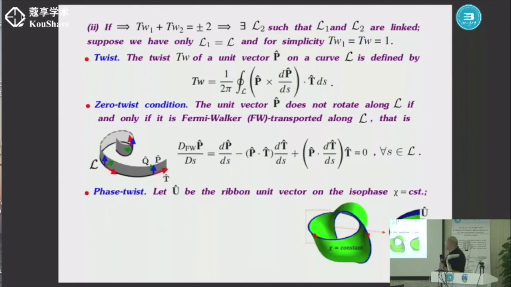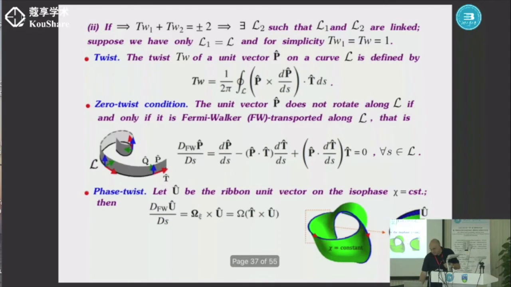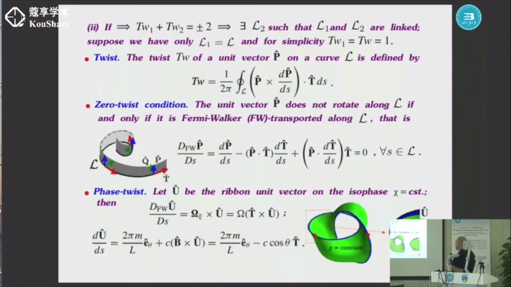So I take U as P. I identify P with U hat, the unit vector for my ribbon on the isophase surface chi equal constant. By that I define a phase twist, and I prescribe that the phase twist is 0 or not 0 according to my project. So here I compute these things, and I check that this quantity is different from 0.